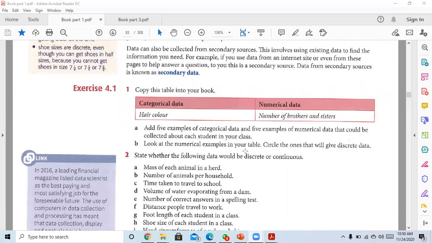Now, the first question, 4.1. There are two types of data, categorical and numerical. Hair color is categorical, meaning what is the category of the hair. Numerical means, for example, the number of brothers and sisters. Add five examples of categorical data and five examples of numerical data that you could collect about each student in your class. In part B, look at the numerical examples in your table and circle the ones that will give you discrete data, because numerical data has two types, discrete and continuous. So let me show you the answer.